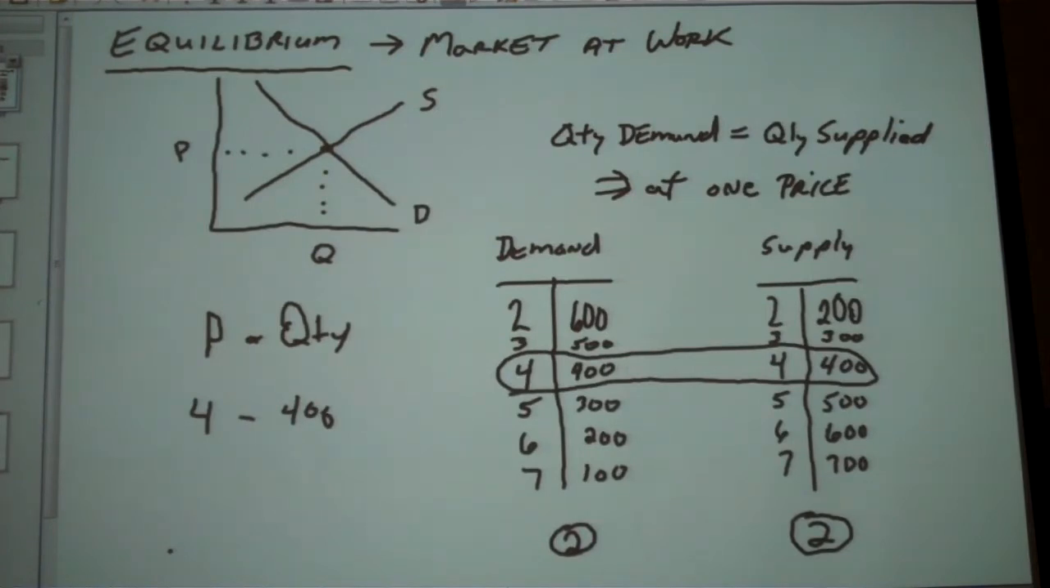We are looking for information on where price and quantity are the same on a demand schedule as they are on a supply schedule. That is the point where two curves would meet, or on the bottom right we have circled $4 and $400. Supply and demand have the same price and quantity. That is called the point of equilibrium.